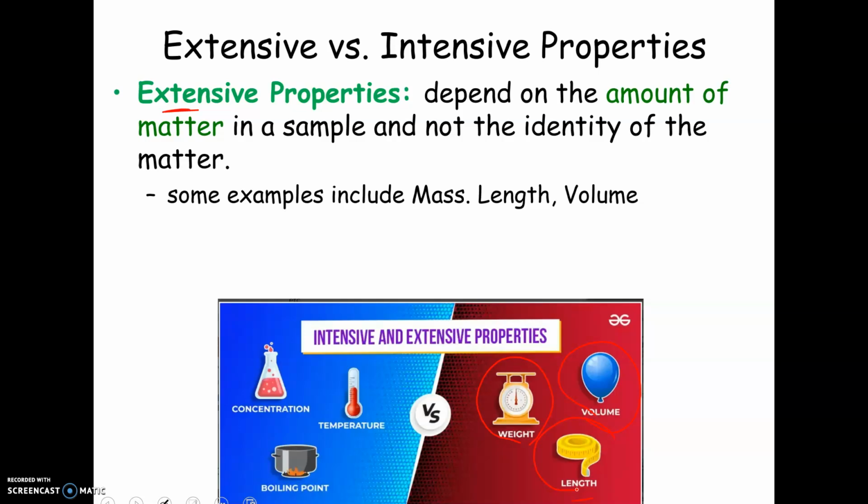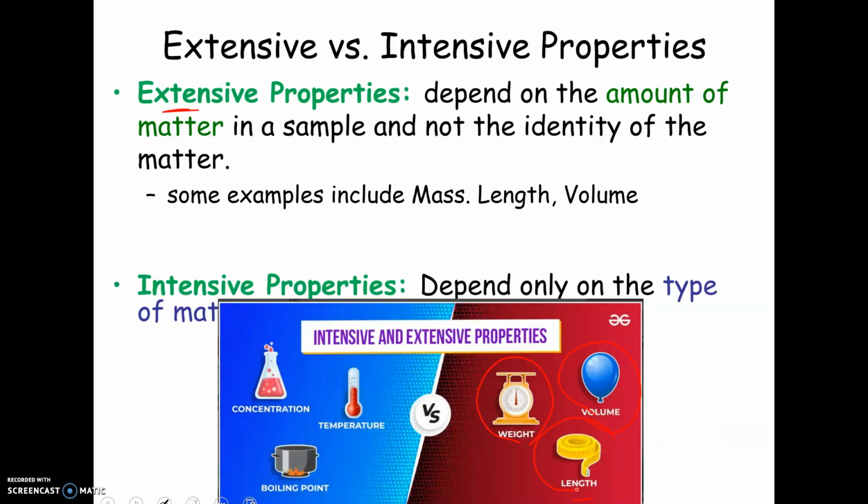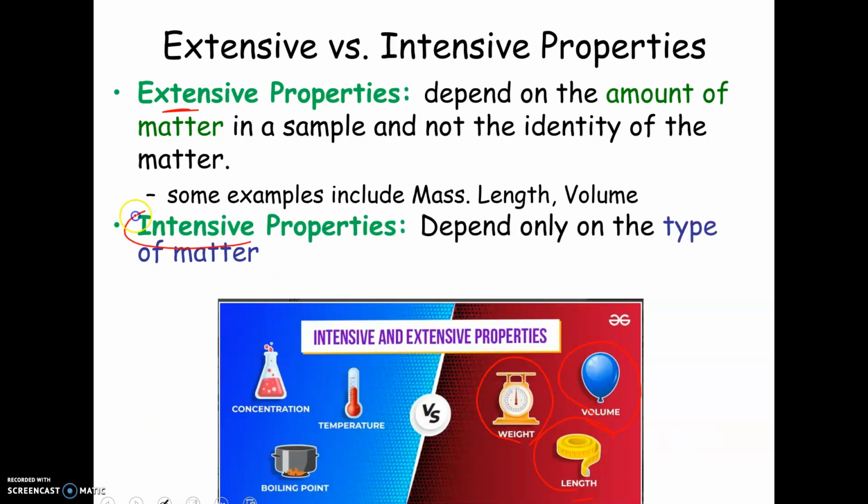Honestly, in this chapter, we're focusing on intensive properties. Intensive properties are all things that would depend specifically on what kind of matter you had. So if I had 5 grams of gold, the extensive property would be 5 grams, how much I had. It could be gold or it could be silver. The extensive property would be the same. But the intensive properties of gold and silver would be very different.